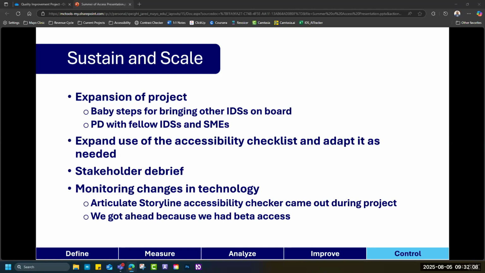And lastly, staying ahead of tech changes. So tools and standards will keep evolving. So we're committed to tracking updates such as the release of Storyline's built-in accessibility checker. We had beta access to that, so we were able to get ahead in our project because of that extra 2 weeks, I believe it was, where we were able to use that tool and even provide feedback to Articulate about what we liked about it.